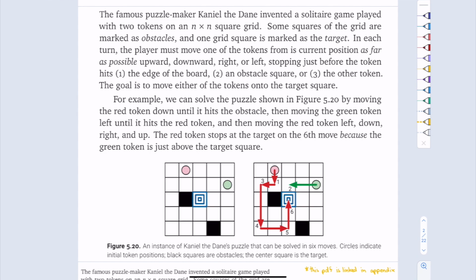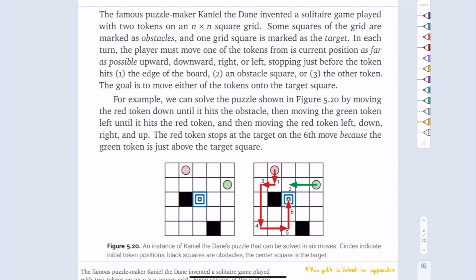The famous puzzle maker, Canio the Dane, has invented a solitaire game played with 2 tokens on an n-by-n grid. Some of the squares are marked as obstacles and other grid squares are marked as targets. Actually, one of them is marked as a target. There are 2 tokens placed somewhere initially. Each round, you get to take one of your tokens and slide it as far as you can down, to the left, to the right, or up until it runs into a wall.